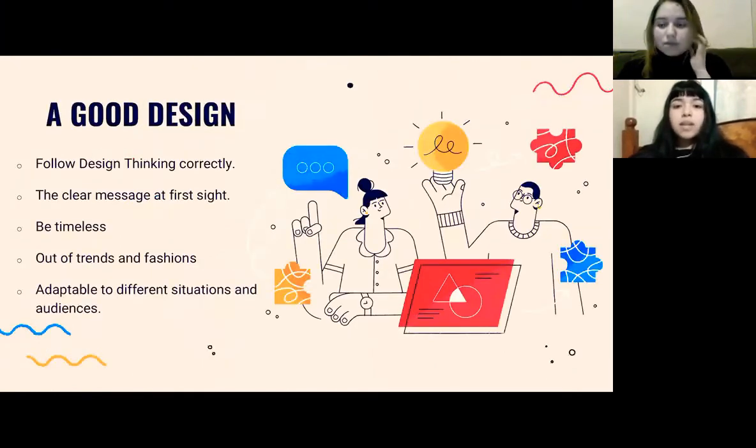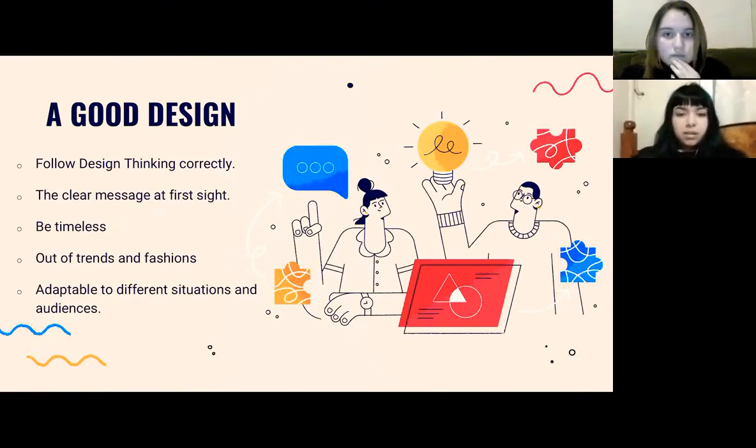A good design meets the previous steps correctly. The message must be understood and displayed at first sight. It must also be timeless, out of the trends and fashions, and able to adapt to different situations and audiences.